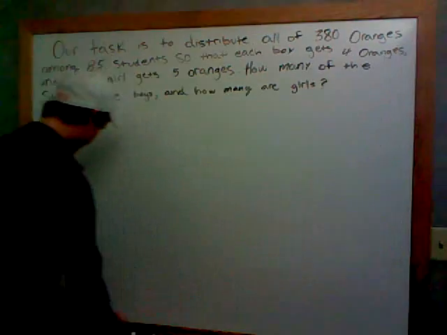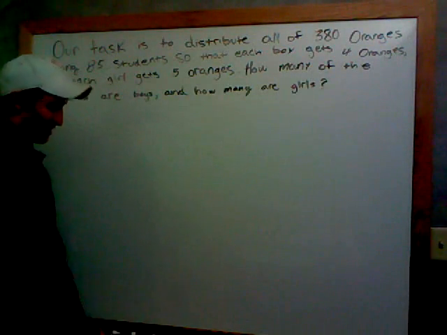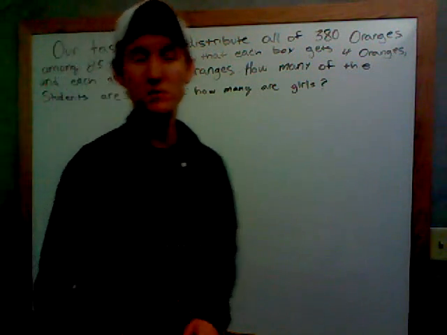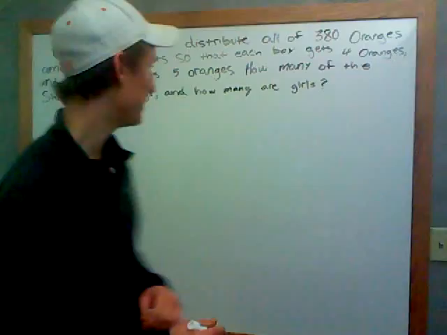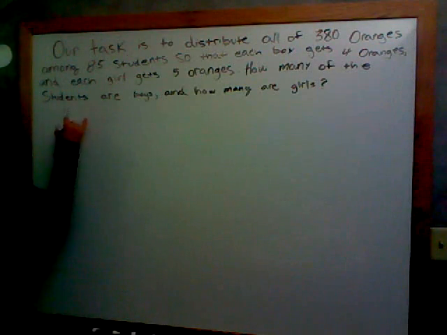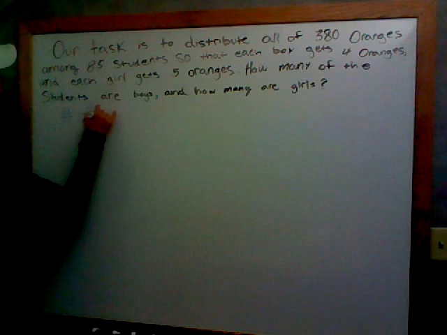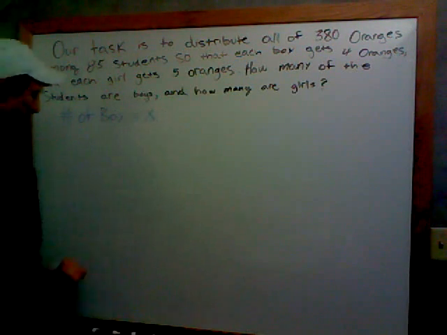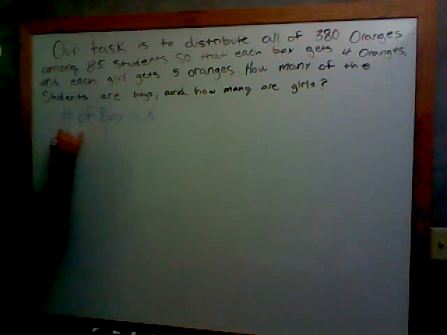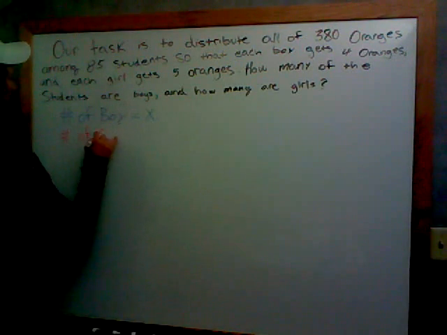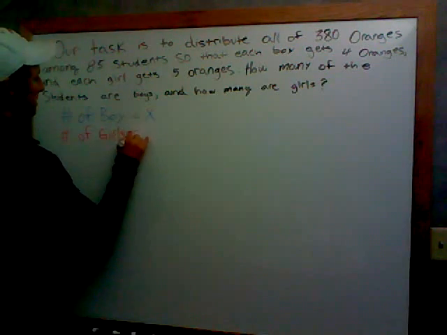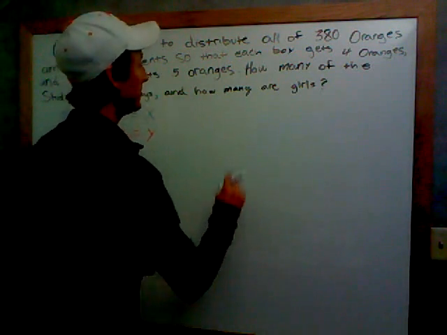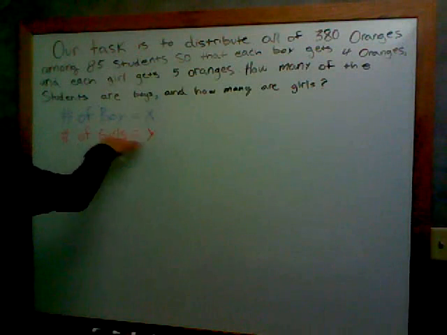So to start out, we're going to make two different equations going on here. First of all, we're going to need to pick what boys are going to be represented by and what girls are going to be represented by. For this particular problem, we're going to use the number of boys is going to equal x, and we're going to have the number of girls equal y. For that part, we need to solve to see how many boys and girls we have.